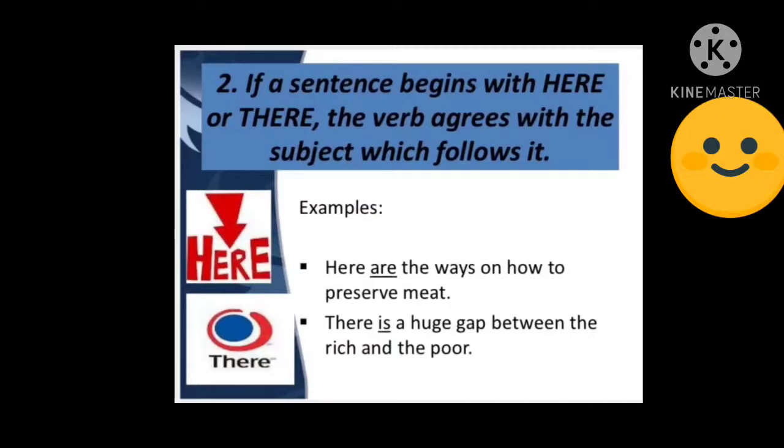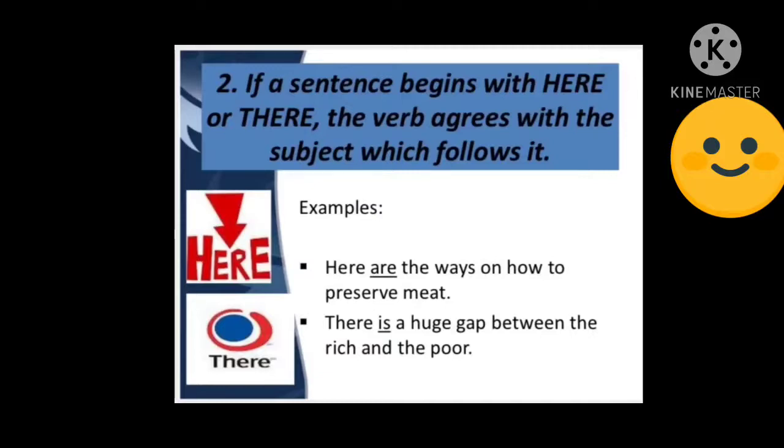So in this first sentence that began with the word here, what is the subject of this sentence? The ways. The ways singular or plural? Plural. Way singular, ways plural. Since the subject that follows the verb is plural, the verb also must be plural. So, we used are here. And let us see the next one.